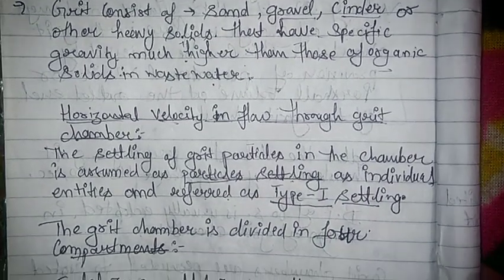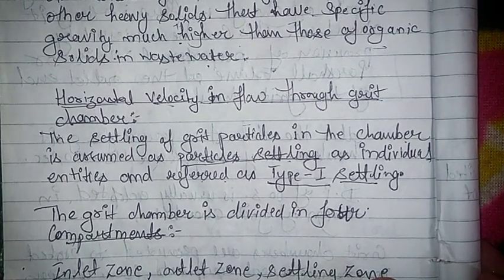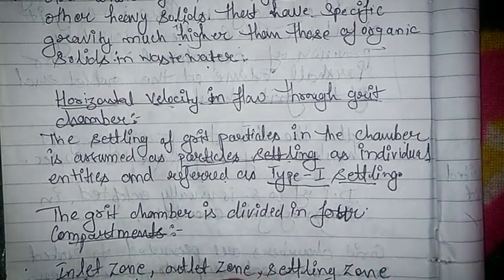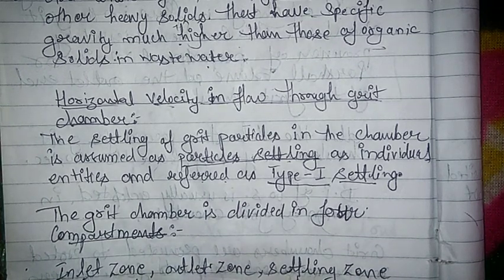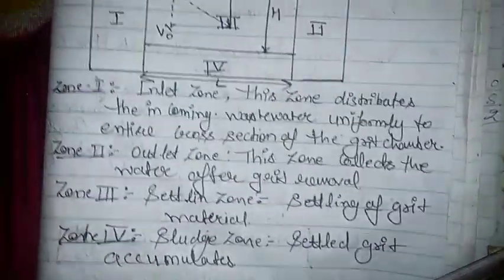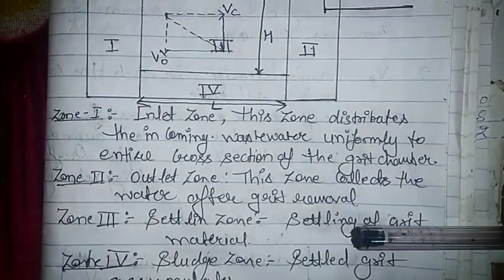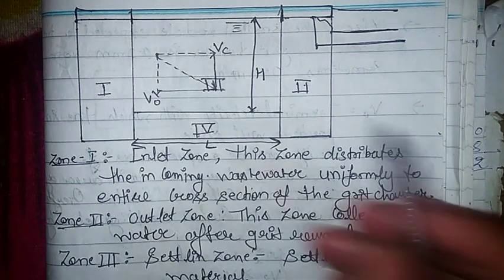The grit chamber is divided into 4 compartments. The first one is the inlet zone, the second is the outlet zone, the third is the settling zone, and then the sludge zone. I have drawn a diagram here to help you understand all these zones present in the grit chamber.